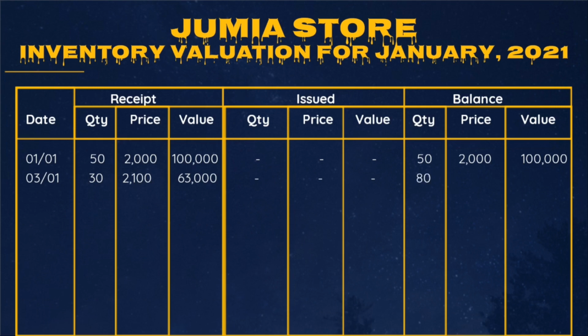For the price, the one in the store before is 2,000 naira, the one they are bringing now is 2,100 naira, which means the 80 bags comprise items of 2,000 and 2,100. That is 2k and 2.1k, which I abbreviated because of the space. Under the balance, what was in the store before is 100,000 naira. The new inventories received are 63,000 naira. 100,000 plus 63,000 will be 163,000. That is the balance as at 3rd of January. Now let's move on to the next entry.